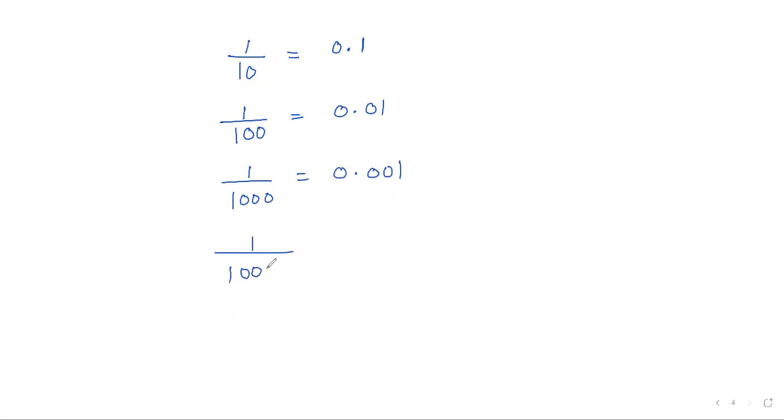See, what is 1 upon 10? 0.1. Do you know that? Yes. What is 1 upon 100? 0.01. Do you know that when you divide by 100, you get 2 decimals? Yes or no? Yes. What is 1 upon 1000? 0.001. 1 upon 10,000?